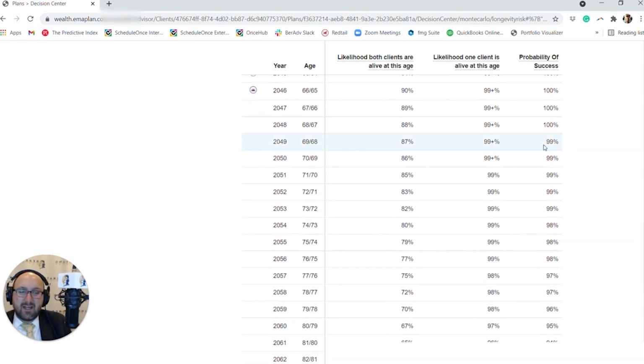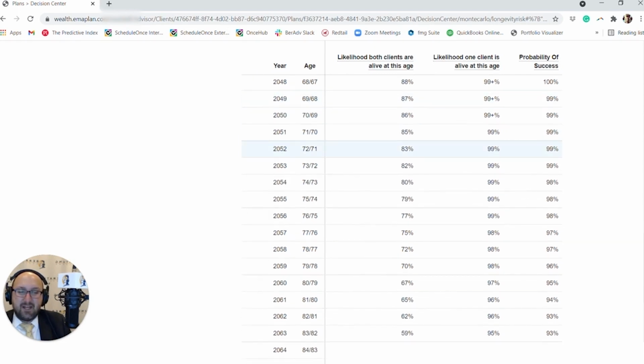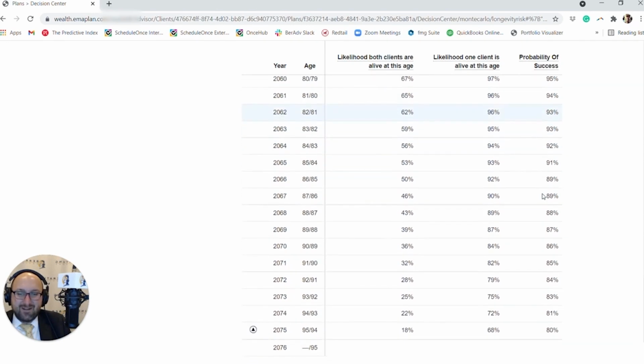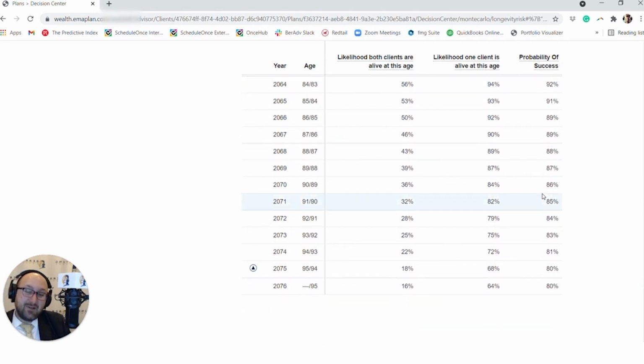And what you can start to say here is the first time you have a 1% chance of not making it, in all scenarios where we ran Mr. and Mrs. Client in Monte Carlo, was age 69 and 68. And you can start to see when this drops off and how longevity does become an issue at a certain point in time. It is a great conversation piece to have with clients. It will make them think differently about their plan, it will make them understand their plan more, and hopefully have a higher probability of success of implementing their plan.